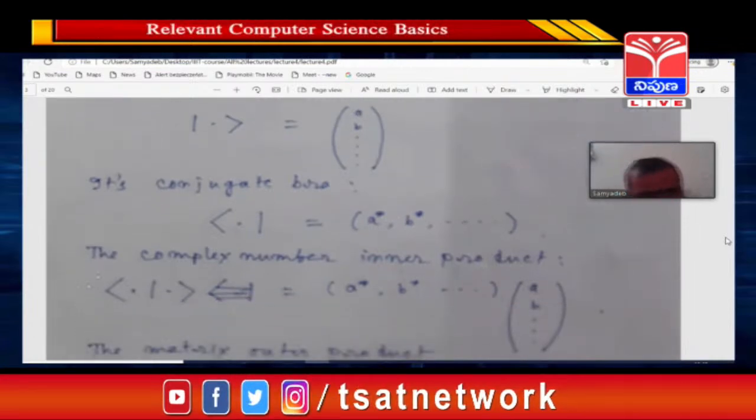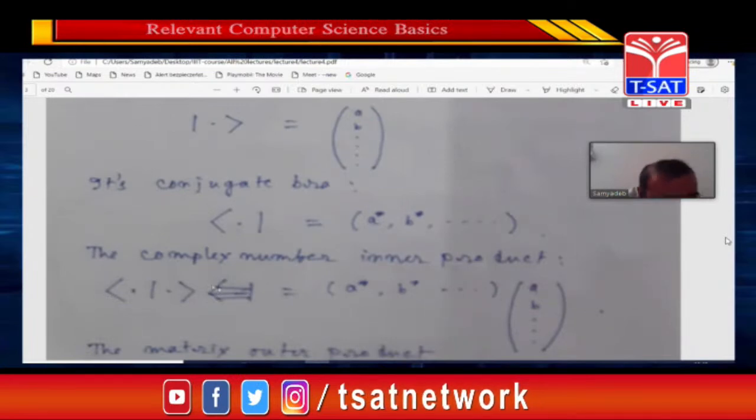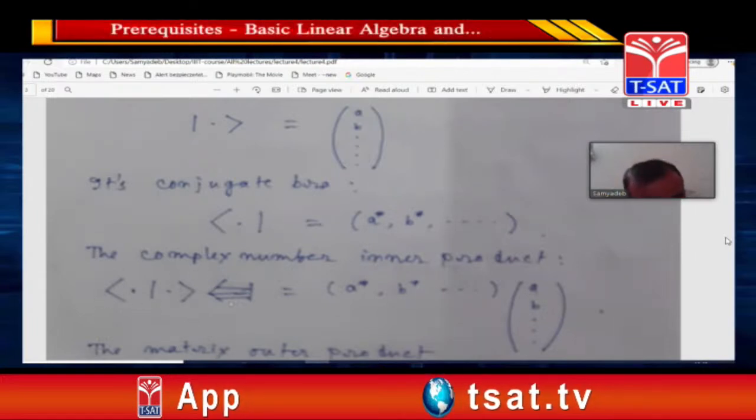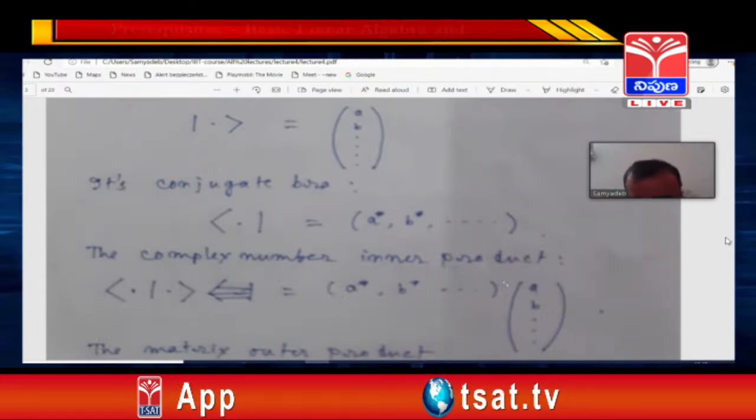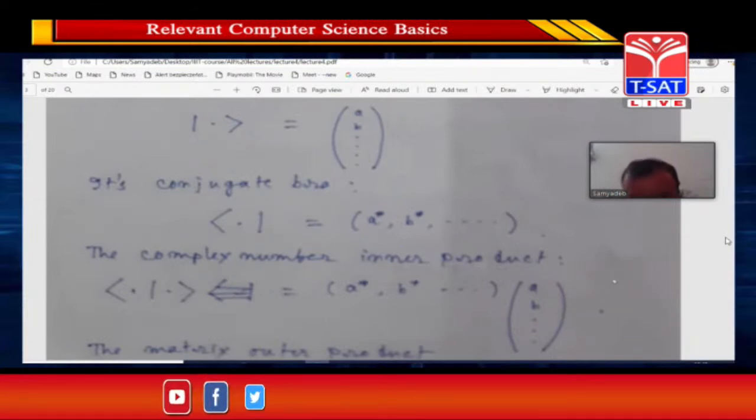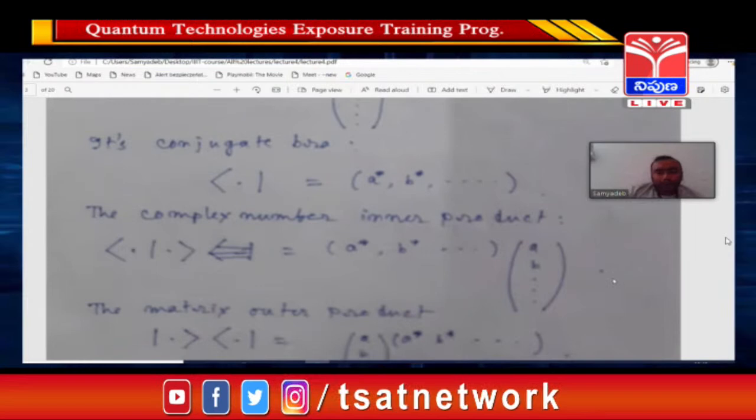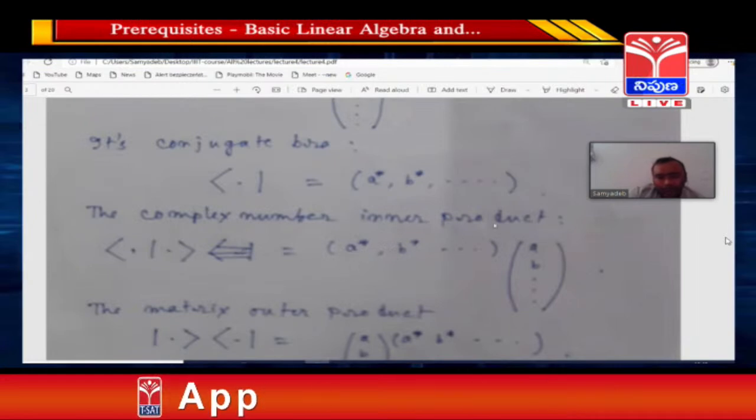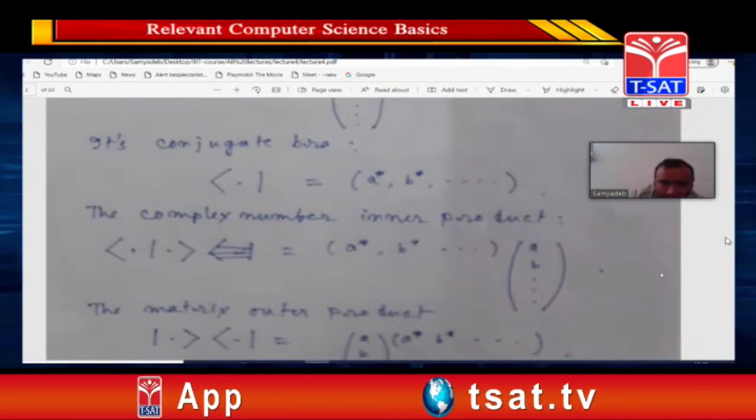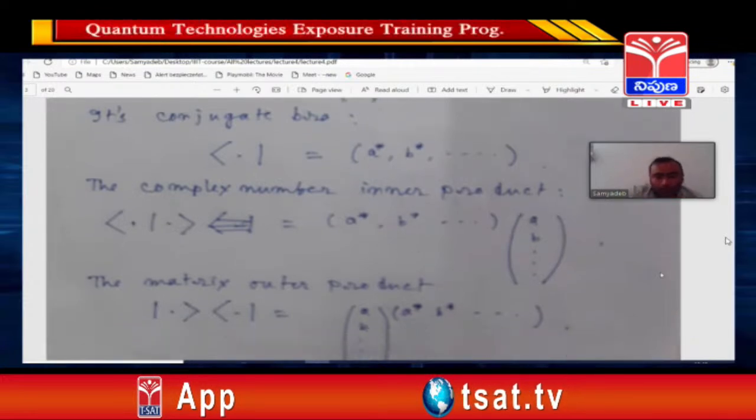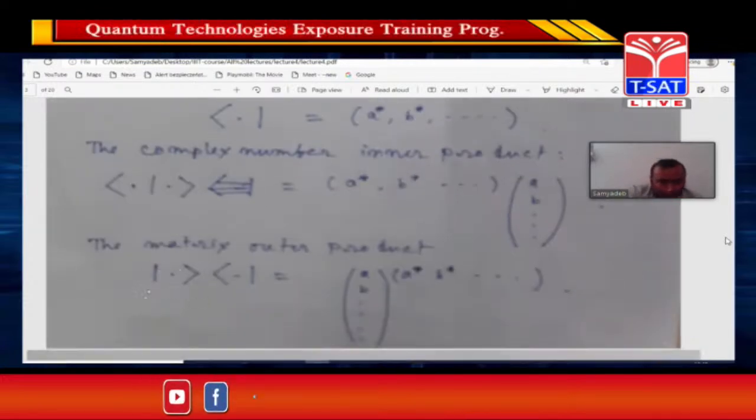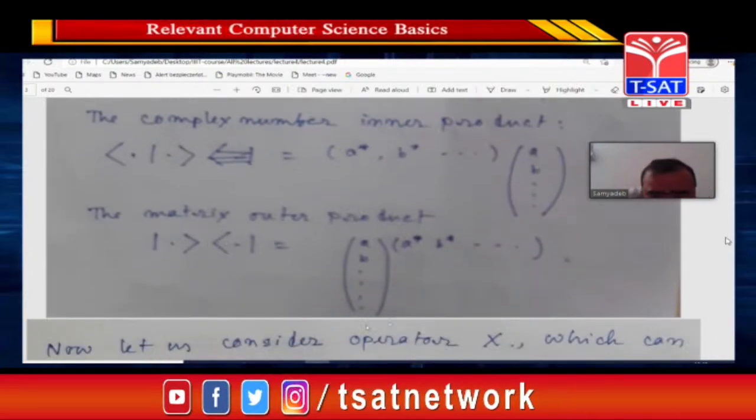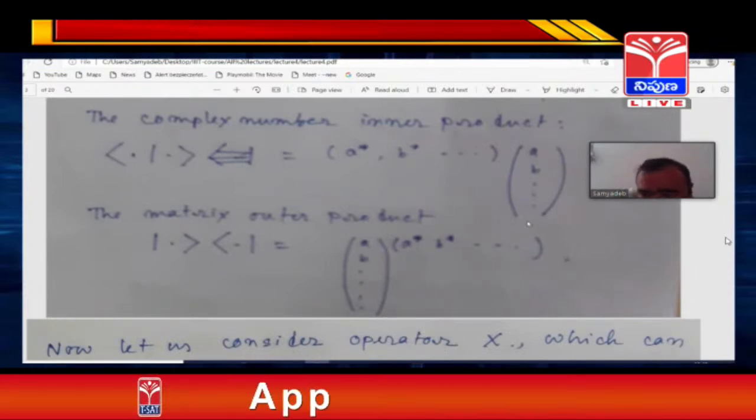What is the inner product? We apply the bra vector and then the ket vector. Therefore, on the left is the row vector and then the column vector. Those familiar with matrix mechanics know that this gives you a number. The number will be A star A plus B star B plus all that. In general, it's a complex number. But what is the opposite one? If we first apply the ket vector and then the bra vector, what happens? We have the column vector first and then the row vector.